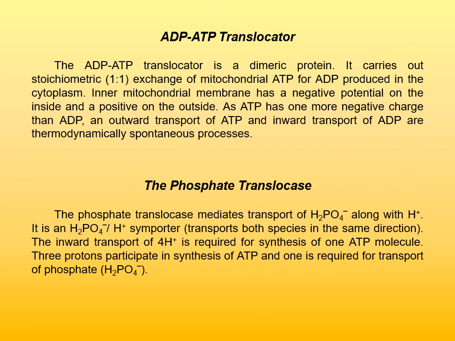The second transporter is the phosphate translocase. The phosphate translocase mediates transport of dihydrogen phosphate anion along with a proton. It is a dihydrogen phosphate anion proton symporter. A symporter is a transporter that transports both species in the same direction.